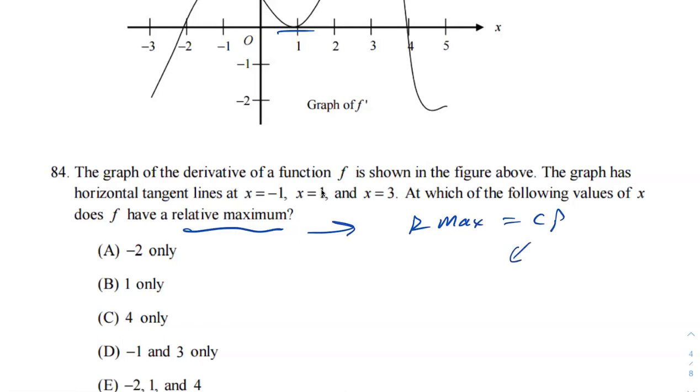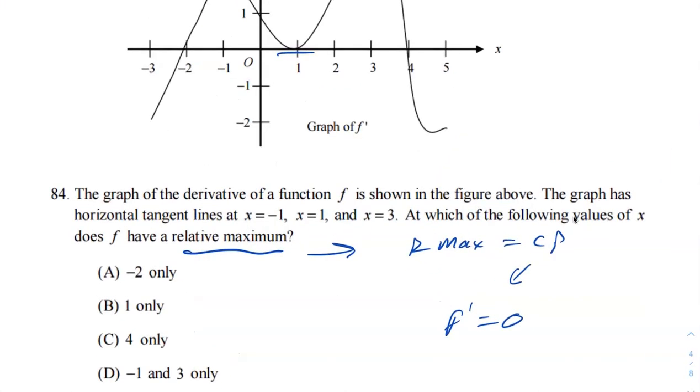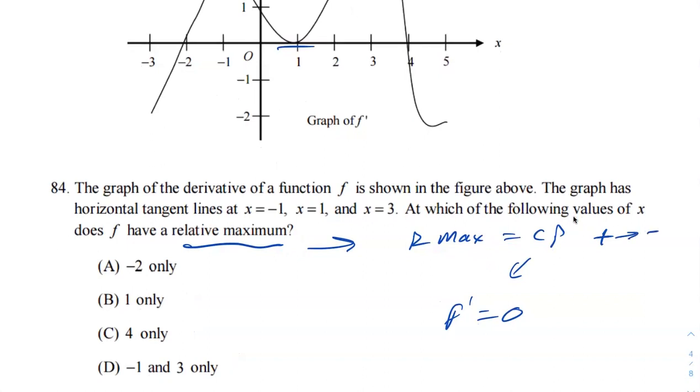How do you find critical points? It's where the derivative equals 0. Right, so where the derivative equals 0, that's a critical point, and a relative max is a critical point. Specifically, it's a critical point where you go from positive to negative. Right, when it looks like this. If you go from negative to positive, it's a min.